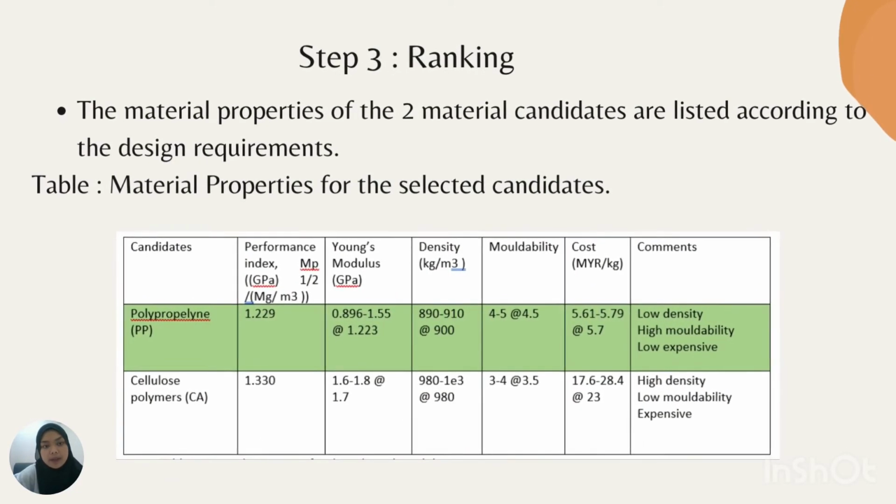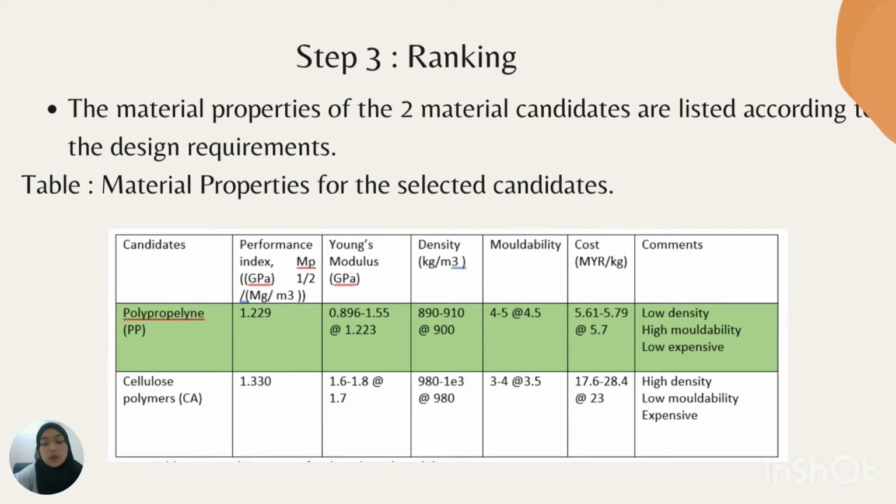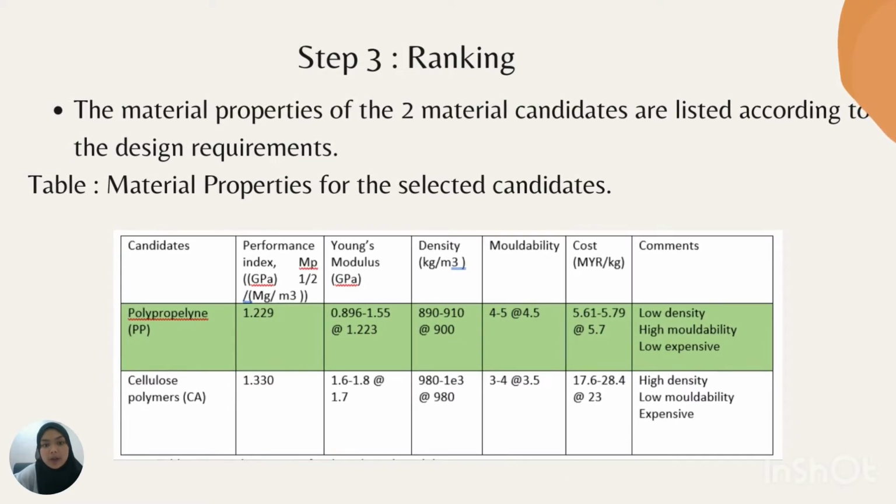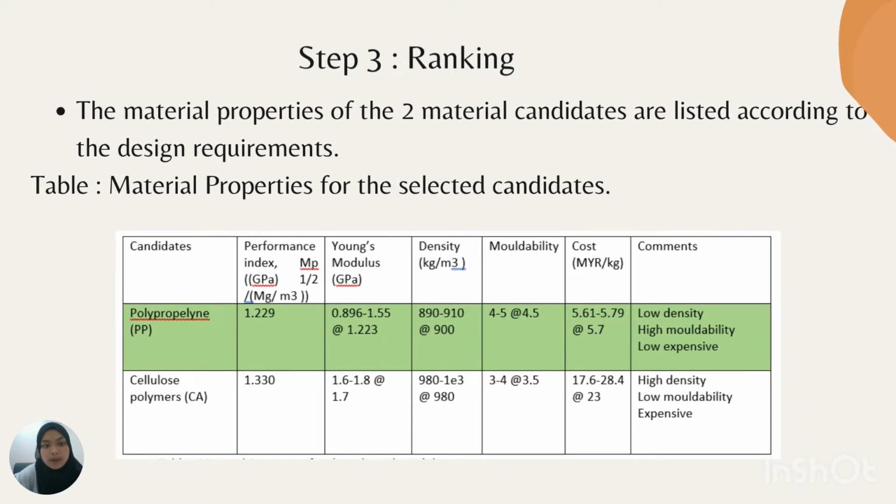Step 3 is ranking. The material properties of the 2 material candidates are listed according to the design requirements. The table below shows the material properties for the selected candidates, which are performance index, Young's modulus, density, moldability, cost, and lastly the comments. Polypropylene is low in density, high in moldability, and low in cost. But the cellulose polymer has high density, low moldability, and is expensive.